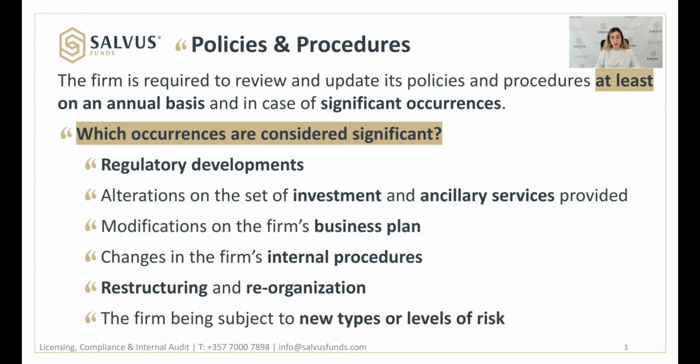Let's start with the firm's policies and procedures. It is essential to note that the firm must review and update the policies and procedures at least once a year, or whenever significant occurrences take place. As for what qualifies as significant, this includes regulatory developments, alteration on the set of investment and ancillary services provided, modifications on the firm's business plan, changes in the firm's internal procedures, restructuring or reorganization, and the firm being subject to new types or levels of risk.